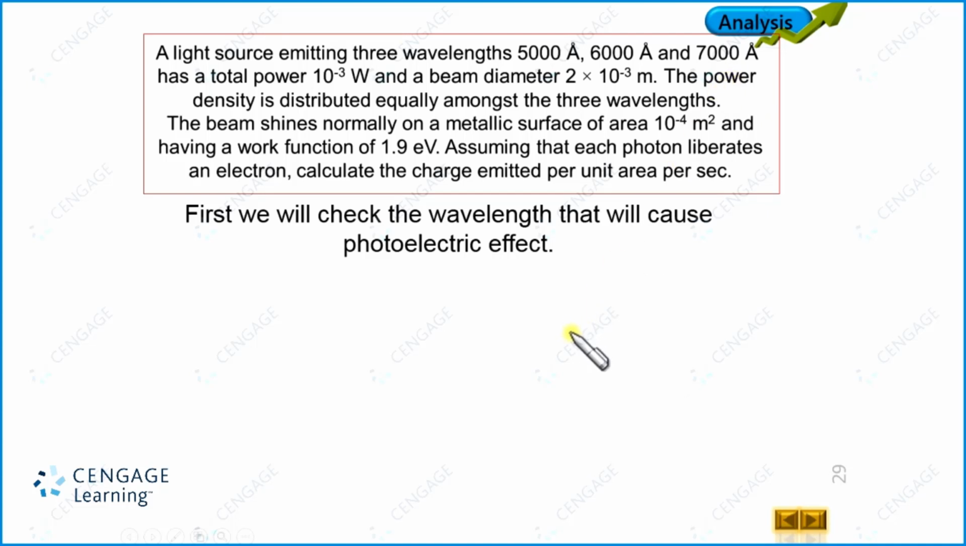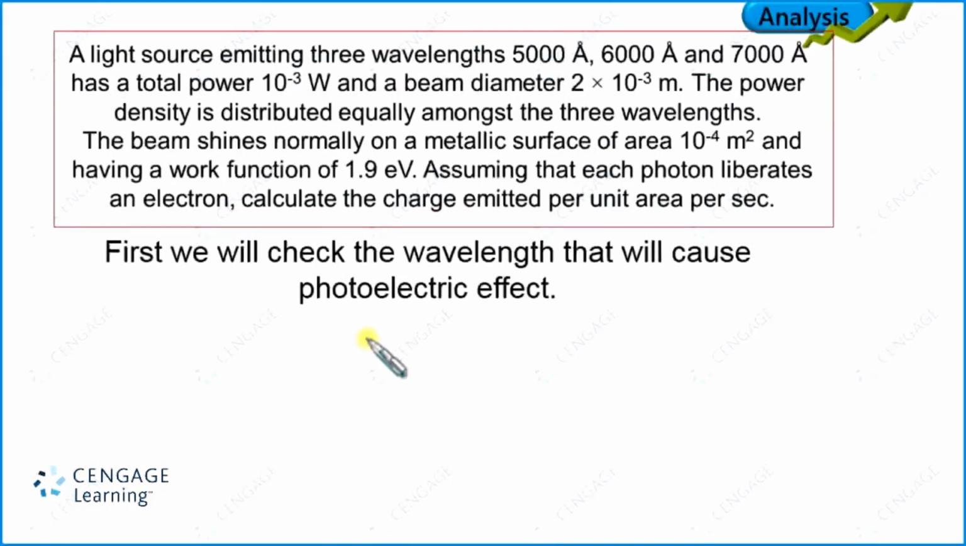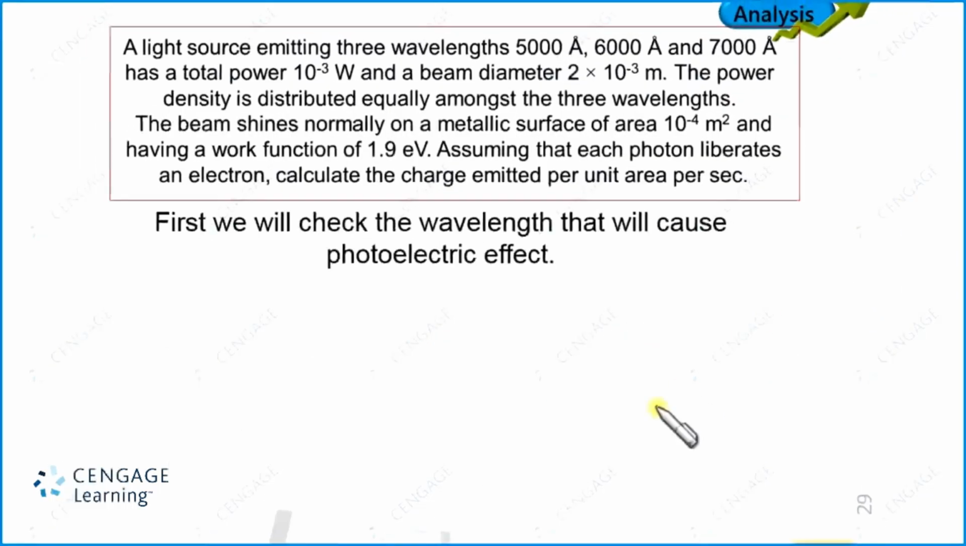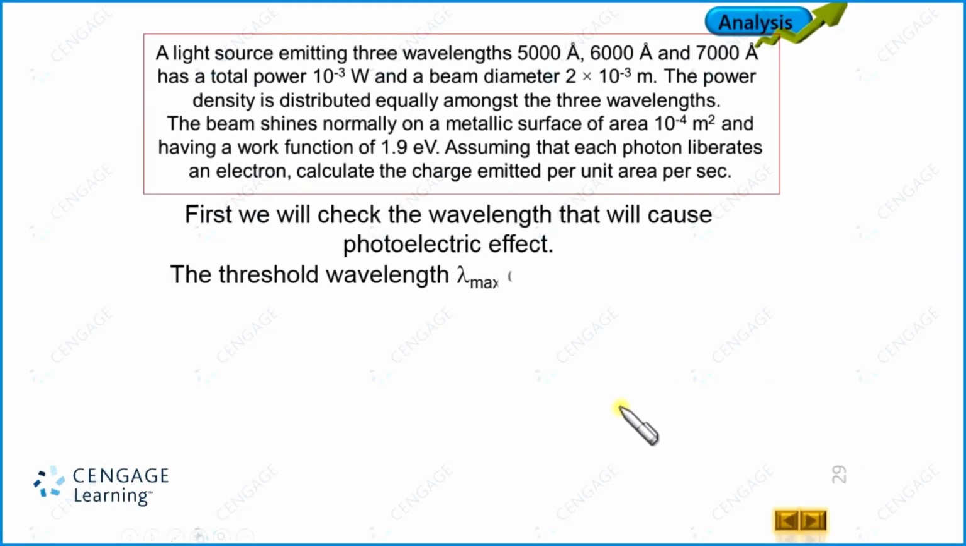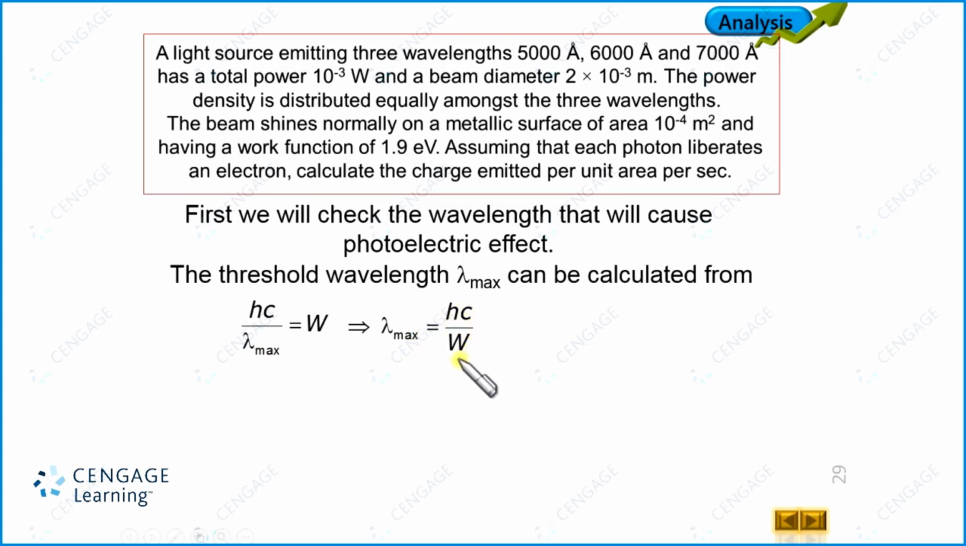Lambda max is the threshold wavelength, for which we know the formula of the energy of the photon, that we have E equal to hc divided by lambda. If we take this as the threshold wavelength, or we can write lambda max, here we need to substitute this value as the work function. That means if we take the wavelength as the threshold wavelength, the energy should be just enough to overcome the work function. So here we can write lambda max equal to hc divided by W, right? W is the work function. Okay, we can rearrange. Lambda max will be equal to hc divided by W.